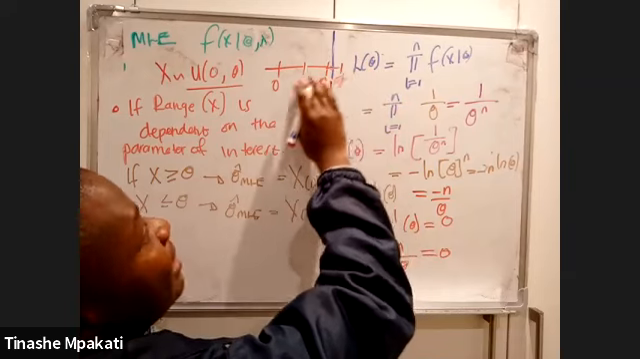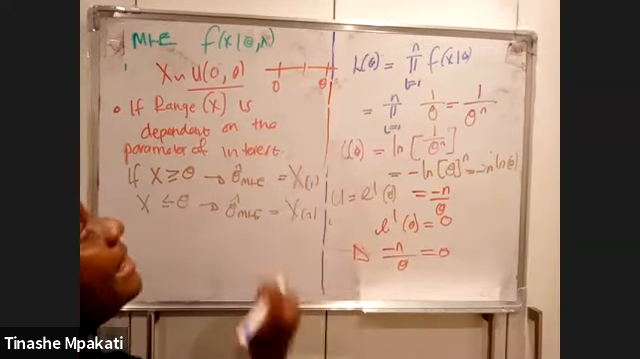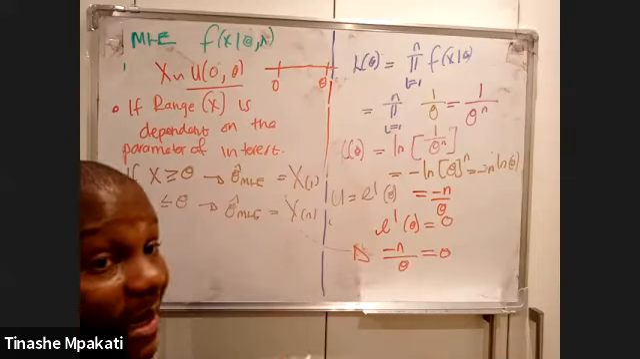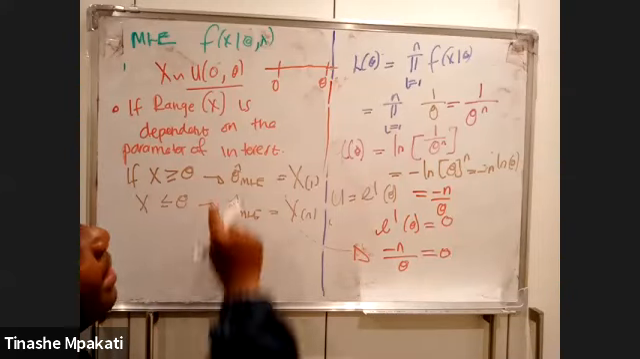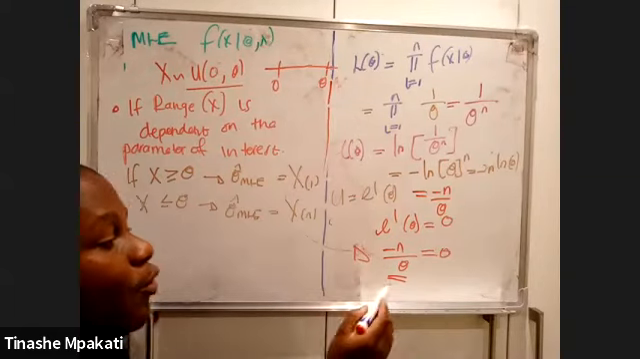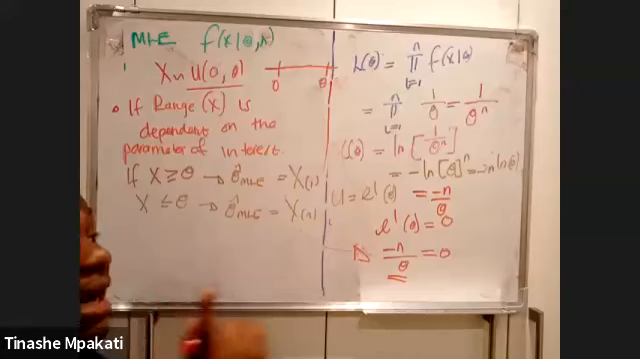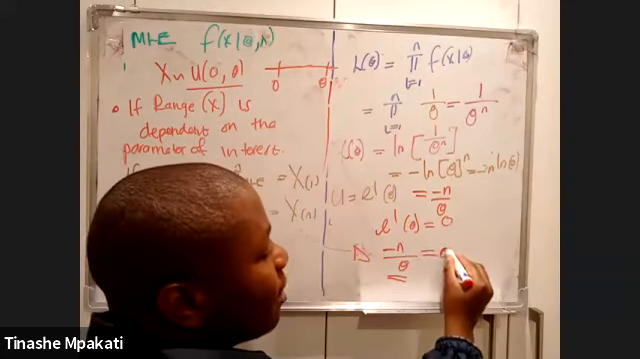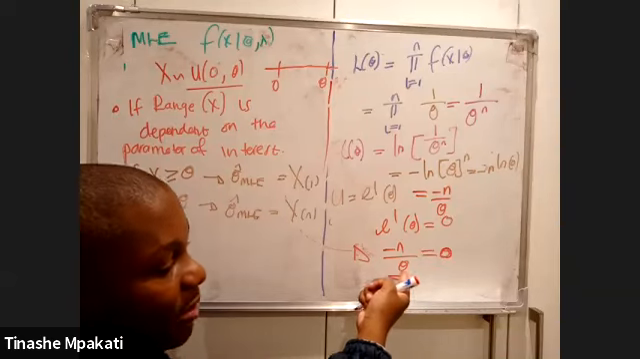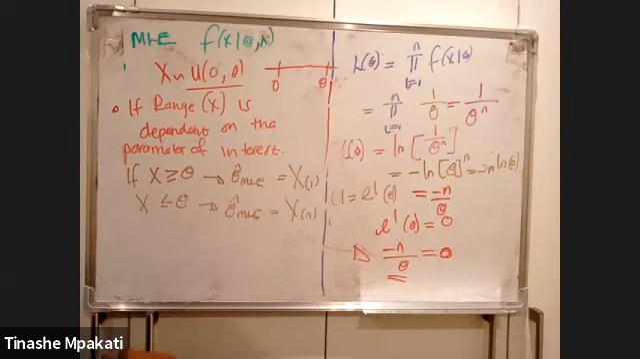So as you can see, my range in this case is actually dependent on my parameter of interest, which is my theta. And once that happens, you will always find yourself in a situation where you will not be able to solve for your parameter of interest. In most cases, you come across it in this manner, where you have some function and your parameter of interest is in the denominator and you have a 0 there.